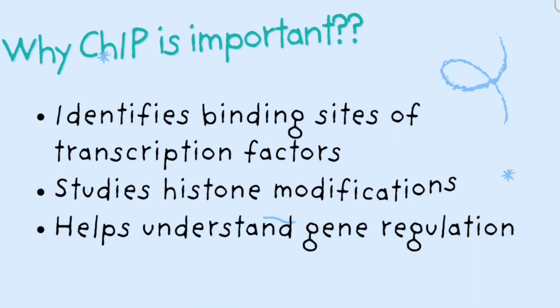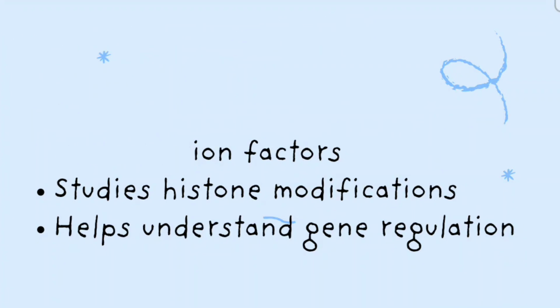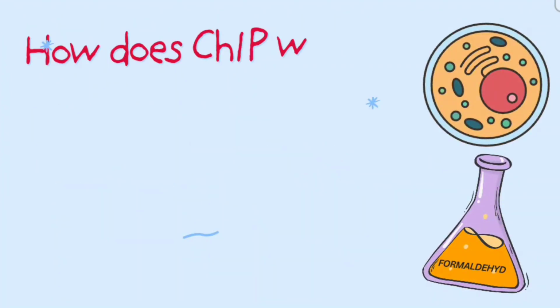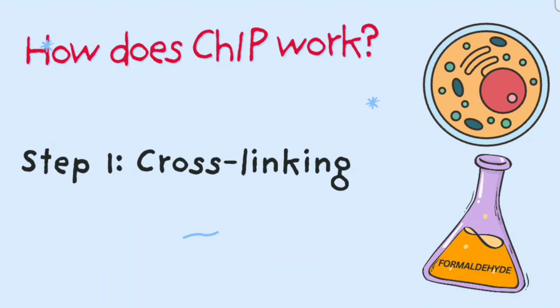ChIP is super useful for studying cancer, gene regulation, and how our cells respond to stress or signals. Now, the most important thing comes. How does ChIP work? So, the first step is cross-linking.